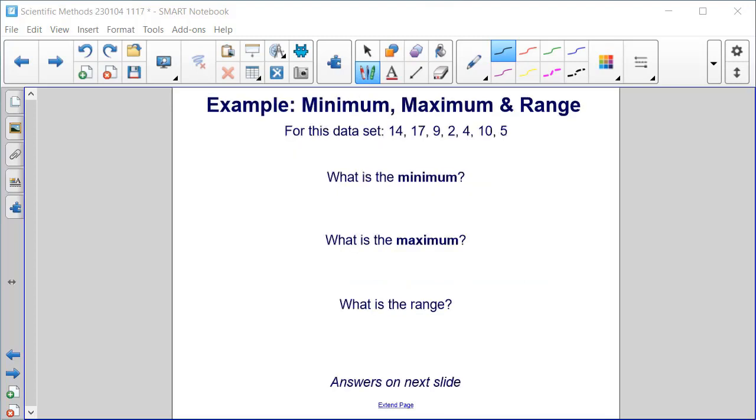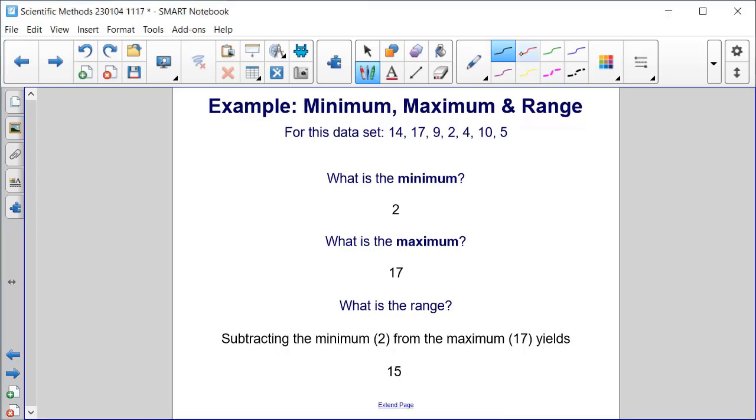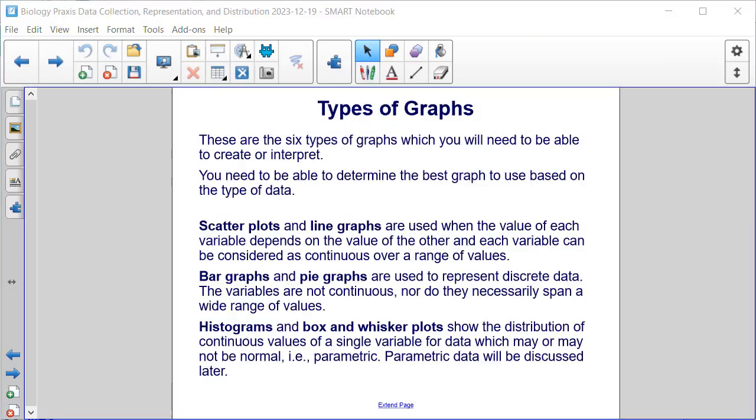Example: minimum, maximum, and range. For this data set, 14, 17, 9, 2, 4, 10, 5, what is the minimum? What is the maximum? What is the range? So we can see from the data set the minimum value is 2, the maximum value is 17, and the range would be 17 minus 2, or 15.